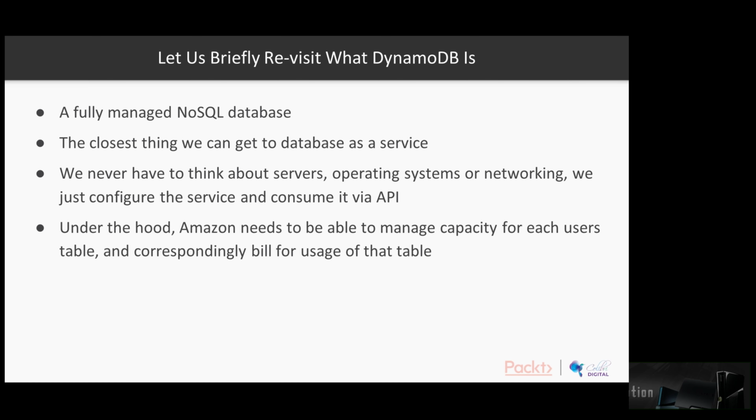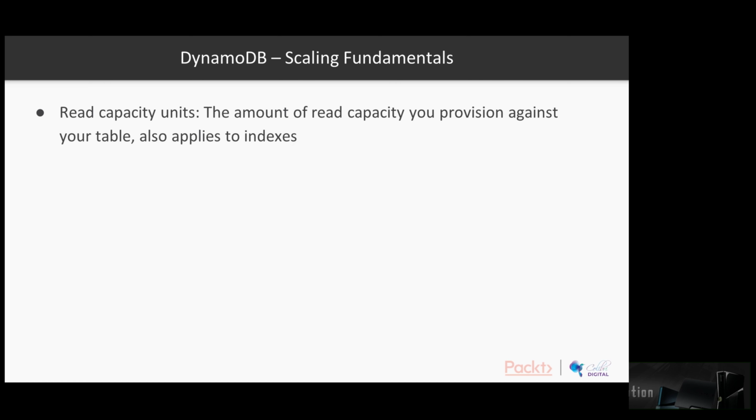Now under the hood, Amazon obviously needs to be able to manage capacity for each user's table, and then of course we have to pay for that, so they need to be able to bill for usage of that table and figure out how much DynamoDB we've consumed. So there are a few fundamentals around scaling that you should know about. And the way DynamoDB is provisioned is through capacity units, and there are two types of capacity unit. There's the read capacity unit and there's the write capacity unit.